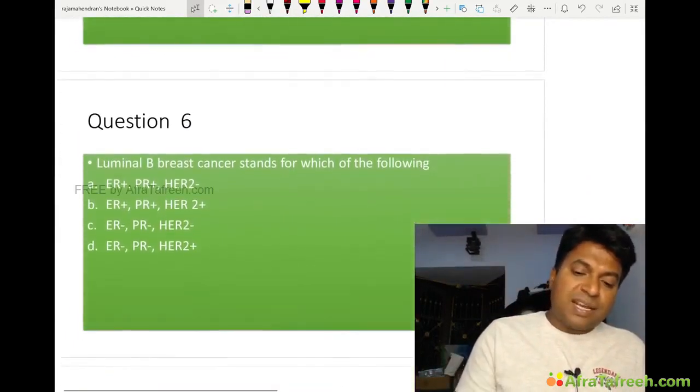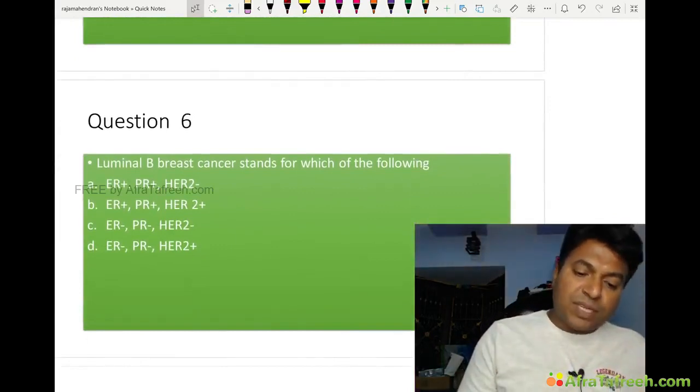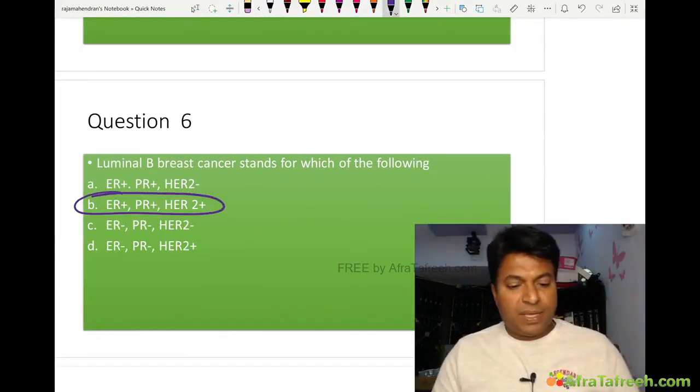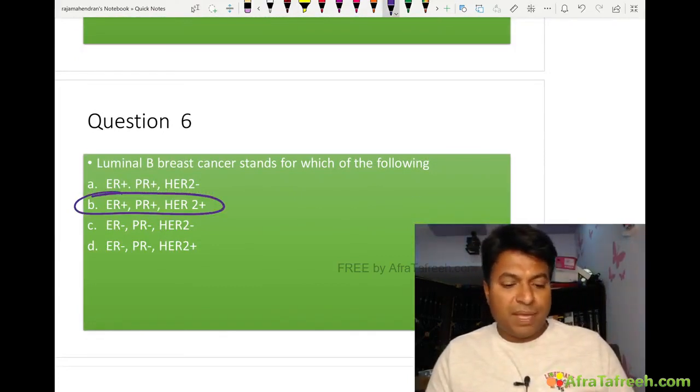So the question is again a simple question. Luminal B stands for which of the following? B means all positive. ER/PR, HER2 positive is known as B. All are positive is B. B for all positive.